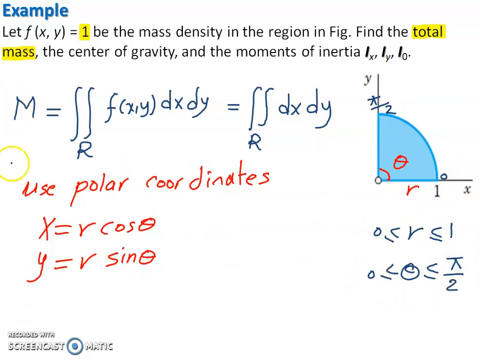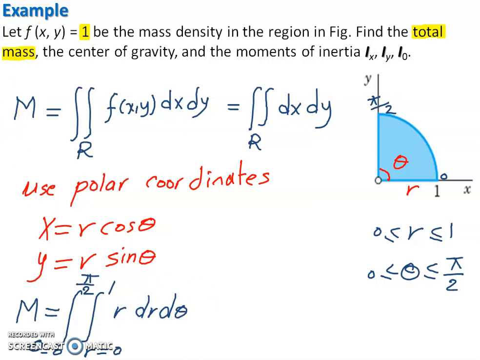Substituting all these in the total mass, the total mass will be the double integration with respect to theta from 0 to pi over 2, and the integration with respect to r from 0 to 1. Polar coordinates are used to change the variable from xy to r theta. So this dx dy, as we studied in the previous video, we will replace by r dr d theta. We have to integrate first with respect to r. This is the inner integration. Then we will integrate with respect to theta.